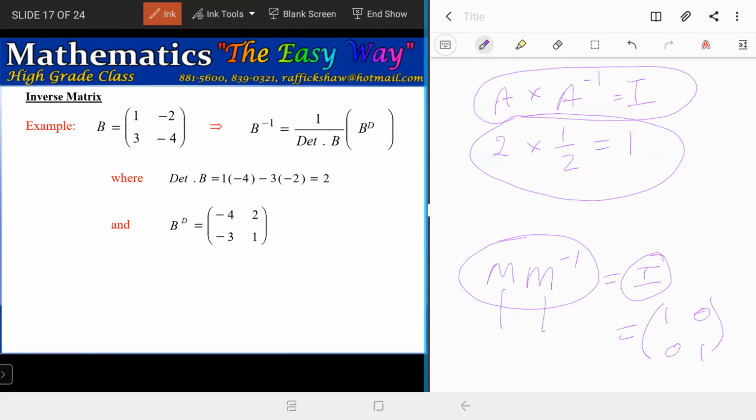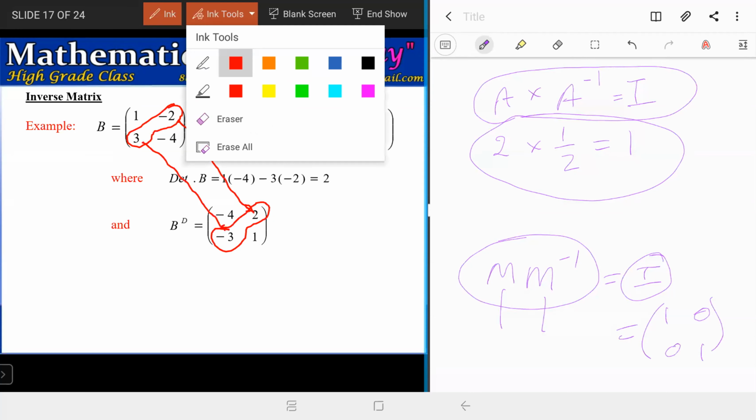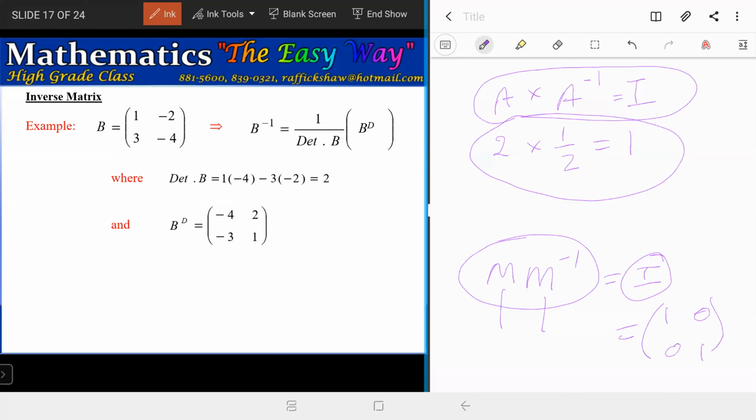So what happens is that the -2 becomes +2, and the 3 becomes -3. Leave them where they are and change the sign. It's very simple. That's how we get the adjoint matrix. So this adjoint matrix now is going there.